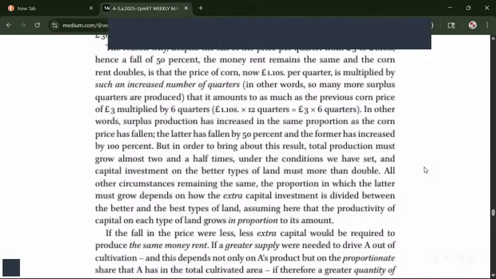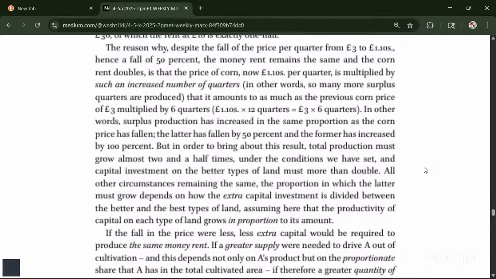The proportions in which the latter must grow depend on how much the extra capital investment is divided between the better and the best types of land, assuming here that the productivity of capital on each type of land grows in proportion to its amount. So if the fall in the price were less, less extra capital would be required to produce the same money rent.